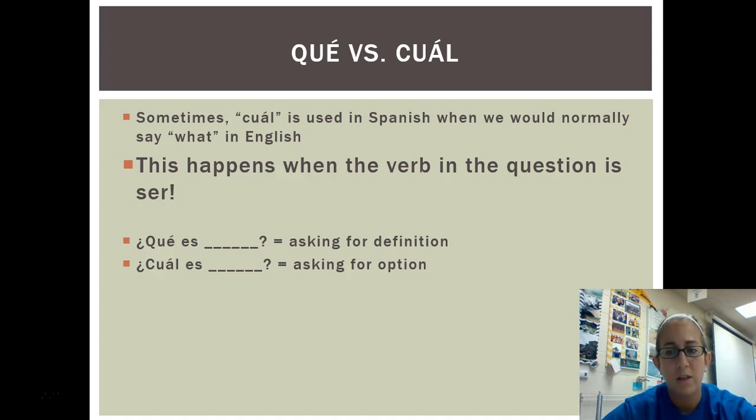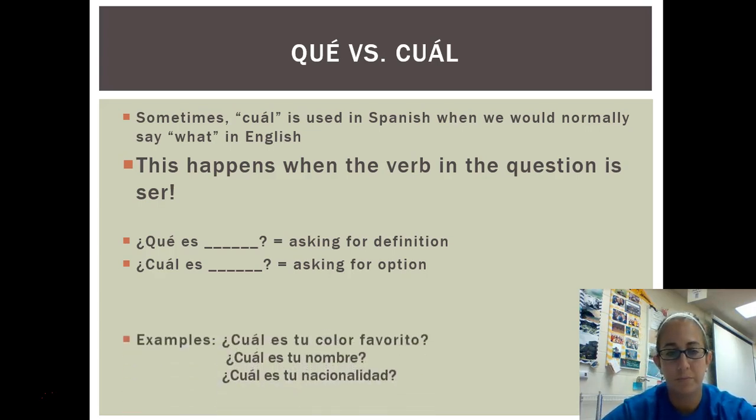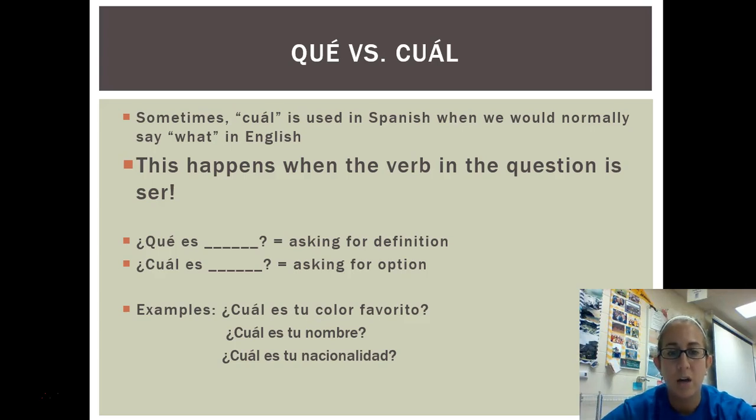If I'm asking for the piece of information, what is the capital of the United States? If you said cuál, you are correct. Remember, if I'm asking ¿qué, I'm looking for a definition, versus cuál is more of a specific piece of information. So here we go. ¿Cuál es tu color favorito? ¿Cuál es tu nombre? ¿Cuál es tu nacionalidad? I'm looking for an option or piece of information versus ¿qué is looking for a definition. And that's only with our verb ser. Okay?